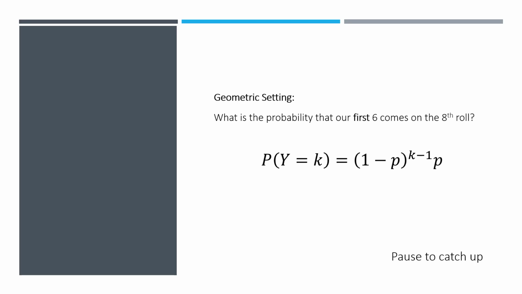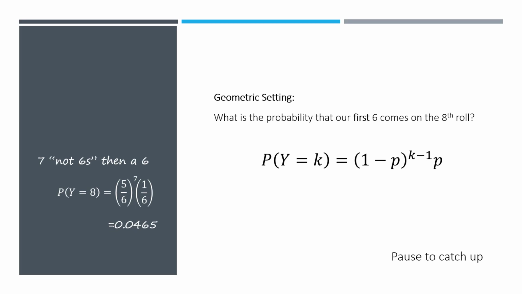So let's consider that we don't get our first 6 until the 8th roll. Well, that's a geometric setting because we are looking at our first success coming on a specified roll. That means we rolled 7 consecutive times not getting a 6. But then finally on our 8th trial, we did. Thus, the probability can be calculated as such. Accounting for all of the failures we had first, that's 5 out of 6 raised to the 7th power, then finally our success, 1 out of 6, giving us a probability of about 4.65%.